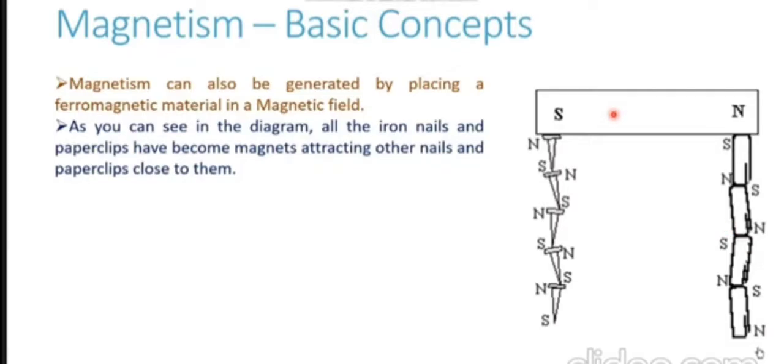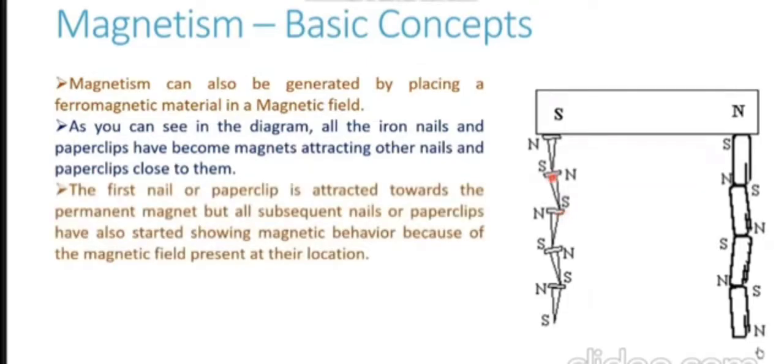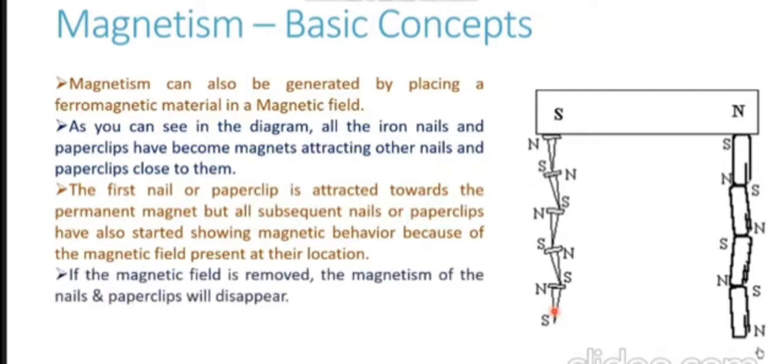All the iron nails and paper clips actually have become magnets here, which are attracting other nails and paper clips close to them. If you look carefully, the first nail closest to the magnet, or the first paper clip closest to the magnet, is attracted towards the permanent magnet. But all subsequent paper clips or nails have also started showing magnetic behavior because these are attracting other nails under them. These have started showing magnetic behavior because of the presence of a magnetic field.